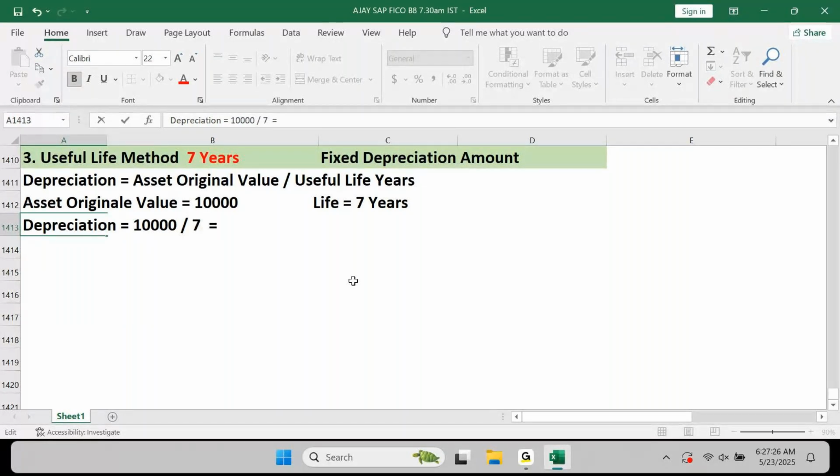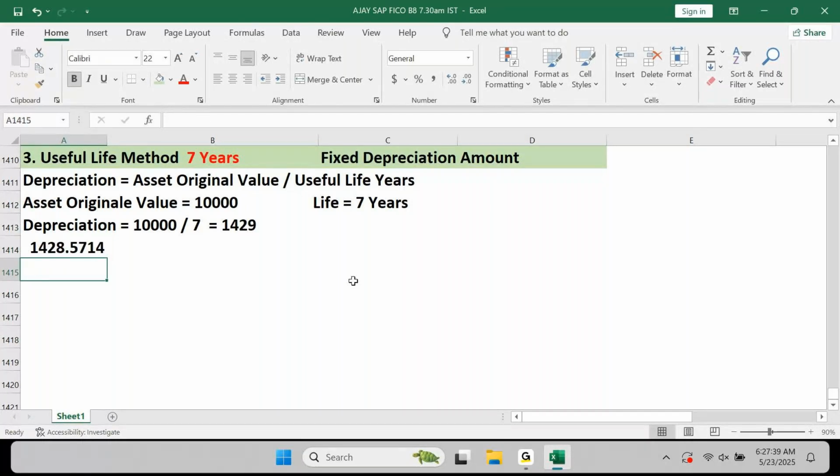1429. How much is it coming? 1429, sir. 1429 is equal to 10,000 divided by 7. Okay, this is your per annum depreciation. Now second year also it is the same 1429. Third year, fourth year, because it is again a fixed depreciation amount.